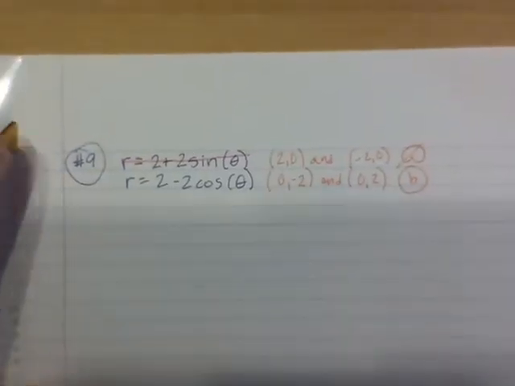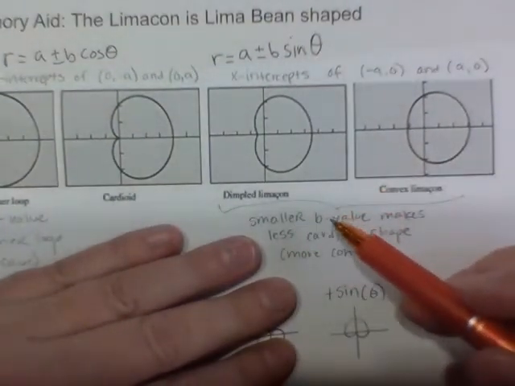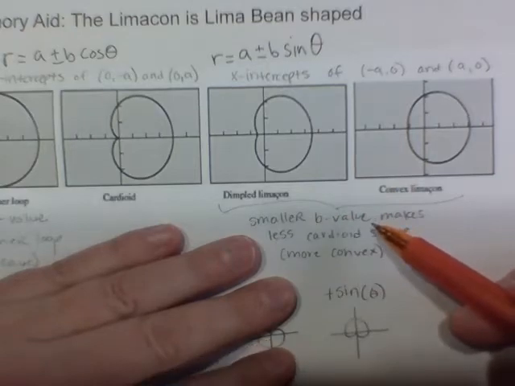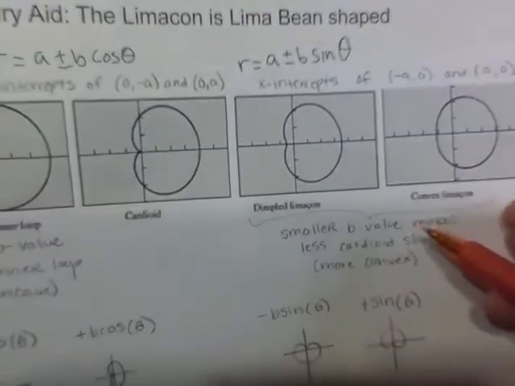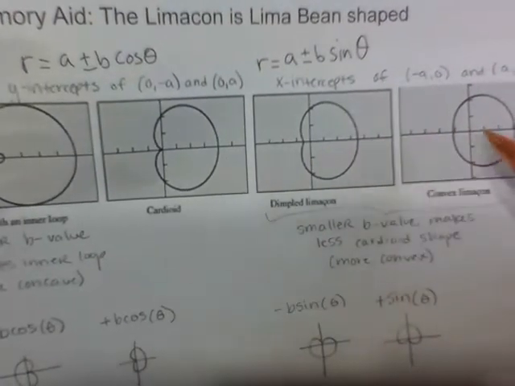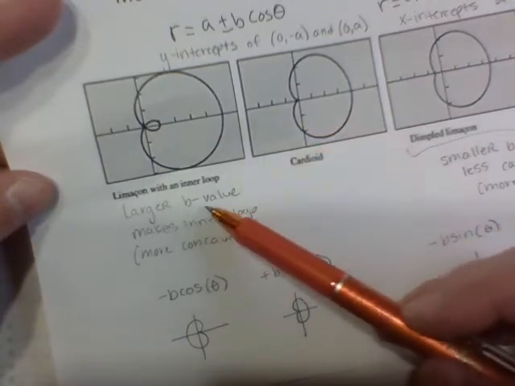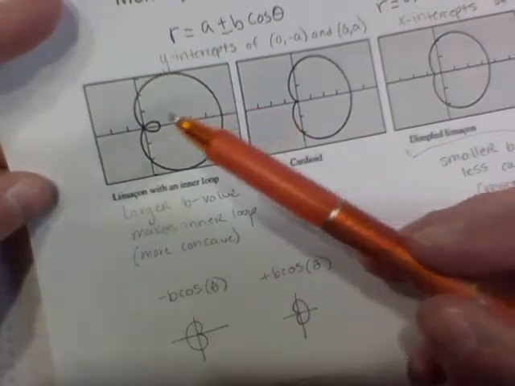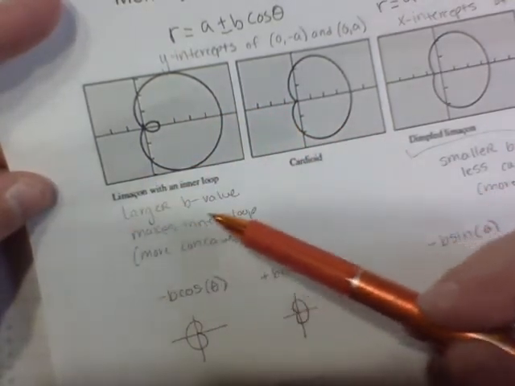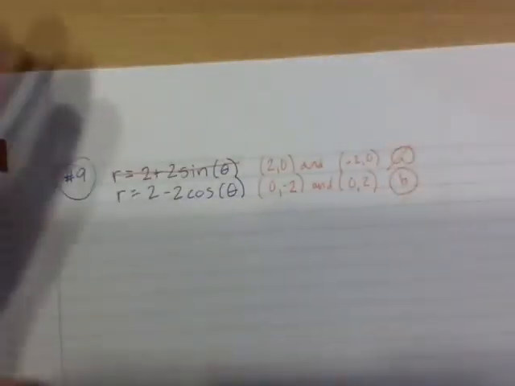The other piece that we could have used is that if there is a smaller b value, like later on a 1.5, you're going to have less of a heart shape, like these kind. But the more that you have of a b value, so like a 2 or a 3 or a 4, you're going to have more of this inner loop or this concaveness. So we will go over that in a minute as well.